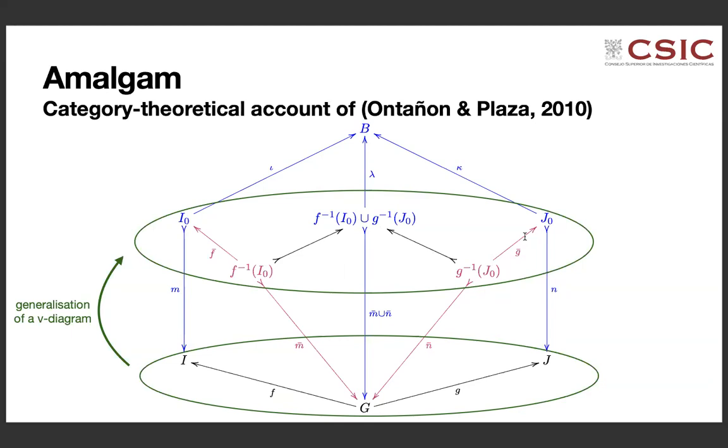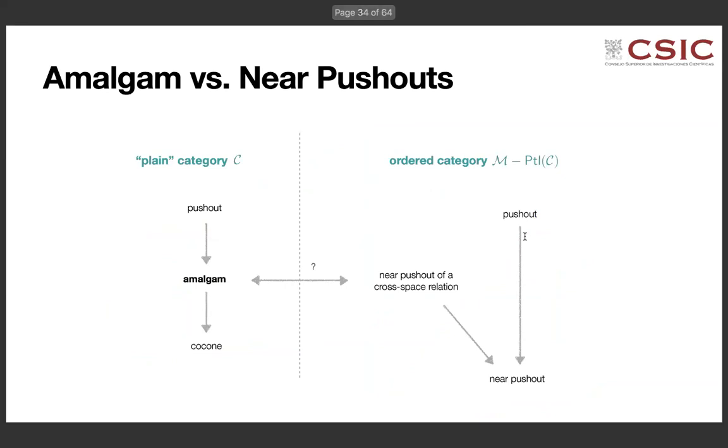So that is that this Lux cocoon that we had before can be seen also as a generalization of a diagram and then just computing a normal colimit. And so the question is, what was exactly the relationship between these amalgams and the near pushouts that we have?